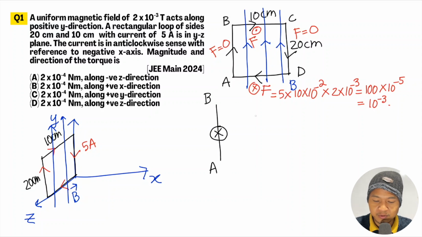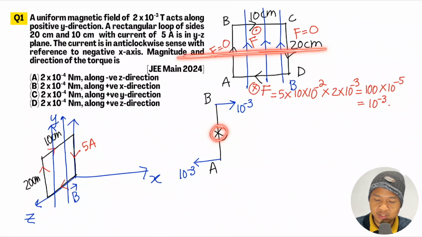Let's say the force at B and C is 10 power minus 3. The force at A and D is also 10 power minus 3. Now the torque, which one is heavier? It is something like this. Okay, the axis, so it is going to rotate like this.